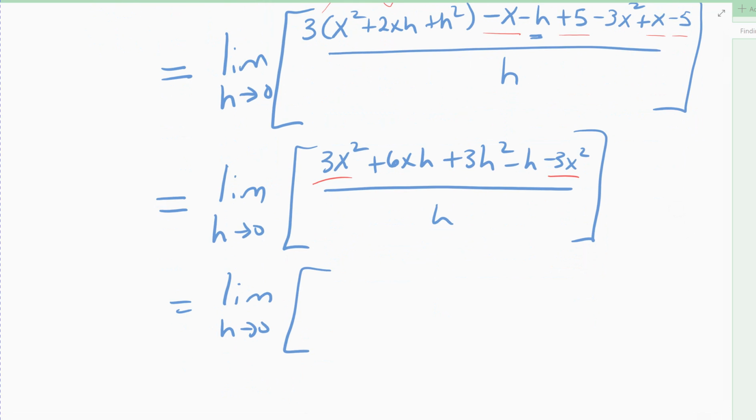So I'm sort of showing you the bare minimum. If you need to take these step by step, take them step by step. In my next line, I'm going to rewrite this as a split fraction, right? So this is gone, this is gone. And so instead of dividing the whole thing by h, I'm going to do it individually. So I'm going to take 6xh divided by h plus 3h squared divided by h minus h divided by h.